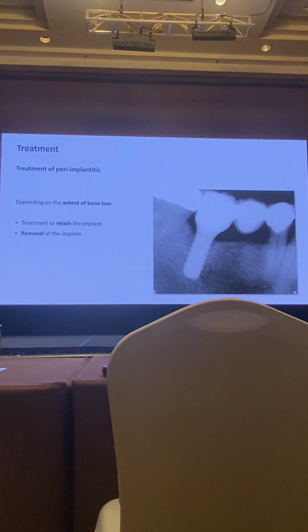So that was mucositis. With peri-implantitis, depending upon the extent of the bone loss, you choose whether to treat it or not, and that's a very subjective decision. So what are the principles? Access for removal of biofilm. That's the only thing you have to think about. If you can get access without opening a flap, fine. If you cannot, you have to open a flap, or you might have to remove the prosthesis.